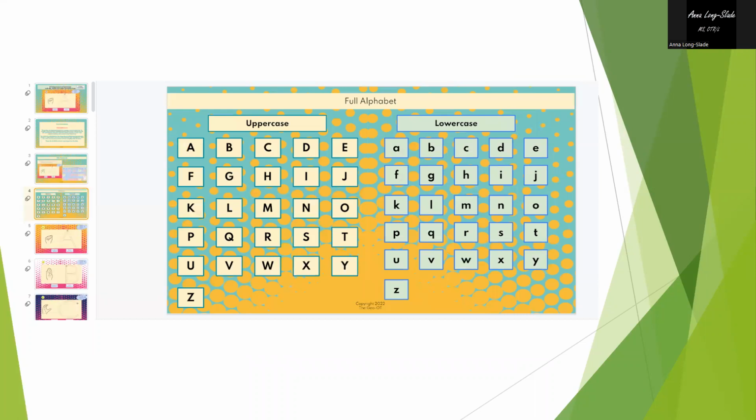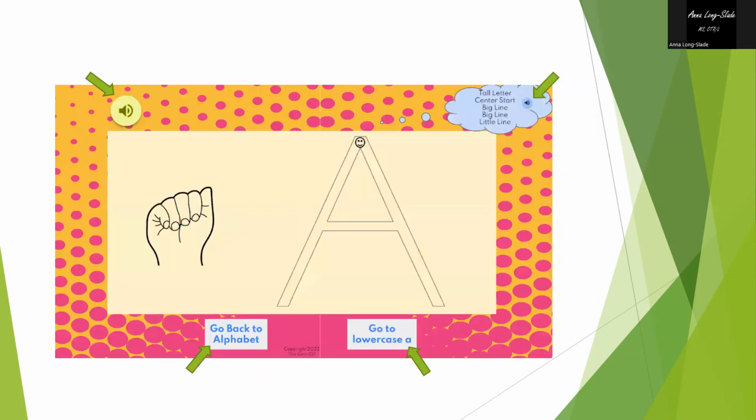This is the first 7 slides that will show up as in the slide deck. There are 58 slides altogether. It goes through the whole alphabet. Each slide has an audio button on the left that is yellow, and this will speak the letter name. So it will say A, apple, ah.